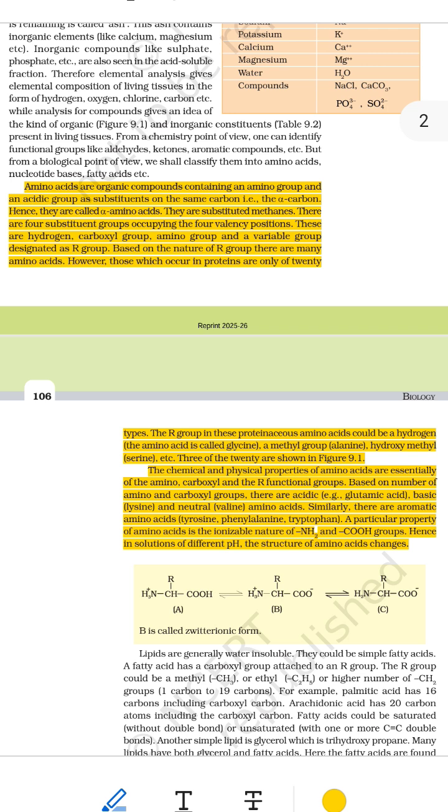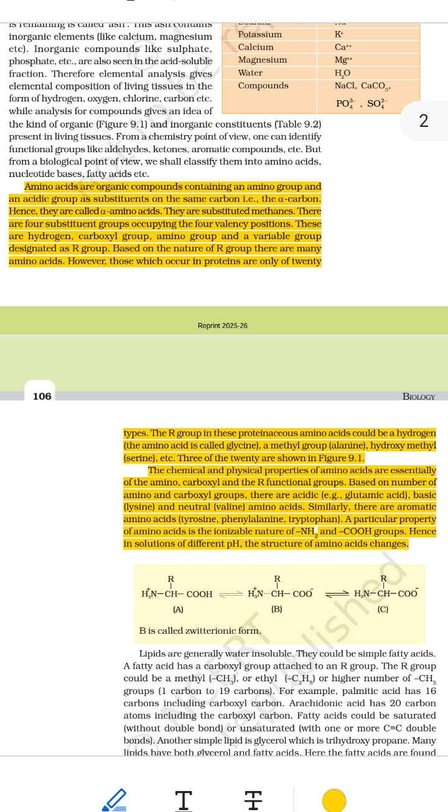What are amino acids? Amino acids are small chemical units that join together to form proteins, which are essential parts of all living things, including your skin, muscles, blood, and even enzymes and hormones. They are organic compounds, which means they are made using carbon along with other elements like hydrogen, oxygen, and nitrogen.